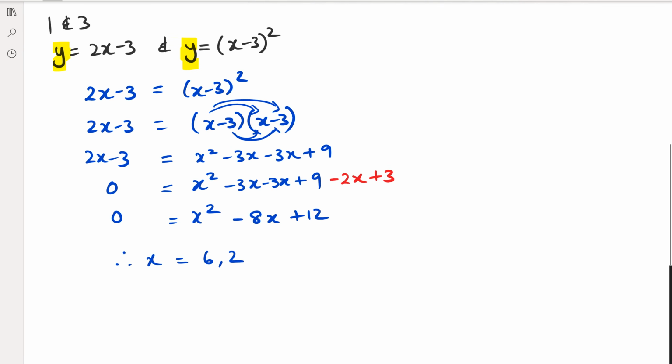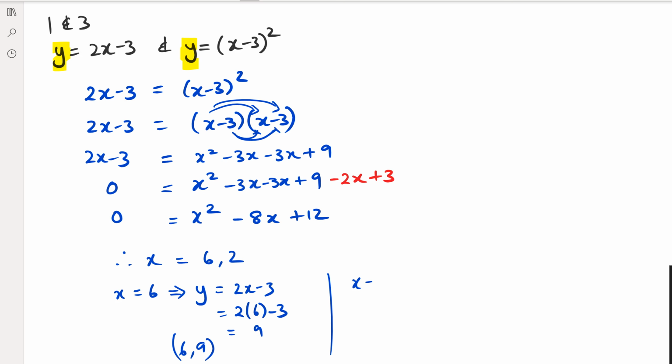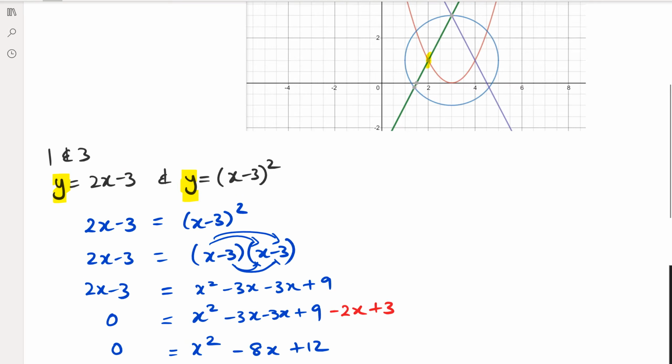So when x equals 6, y is equal to, I'm going to choose the straight line, guys, because it's easier to substitute. So y equals 2x minus 3, which means I get 2 times 6 minus 3, which is 12 minus 3, and it's 9. So my first point is (6, 9). And then when x equals 2, I'll put in y equals 2x minus 3 again. 2 times 2 minus 3, which is 4 minus 3, which is 1. So I've got the point (2, 1) there.